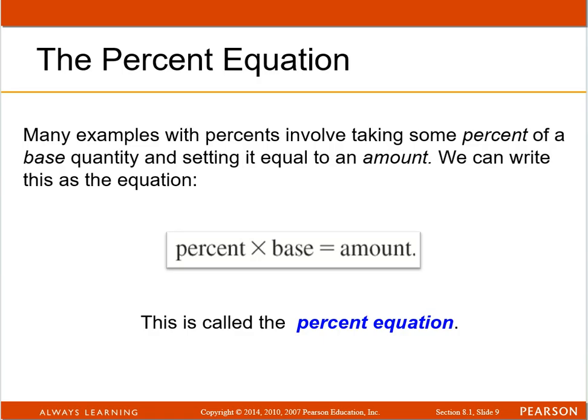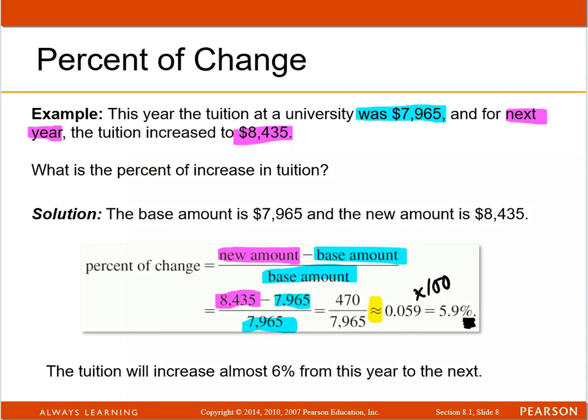Okay, so that was percent of increase. It also works for decrease. Let me go back one slide. If your new amount is actually smaller than your old amount, when you do new amount minus old amount, you'll get a negative answer. And that just means that it's going to decrease. You would interpret the negative as a decrease percent change.